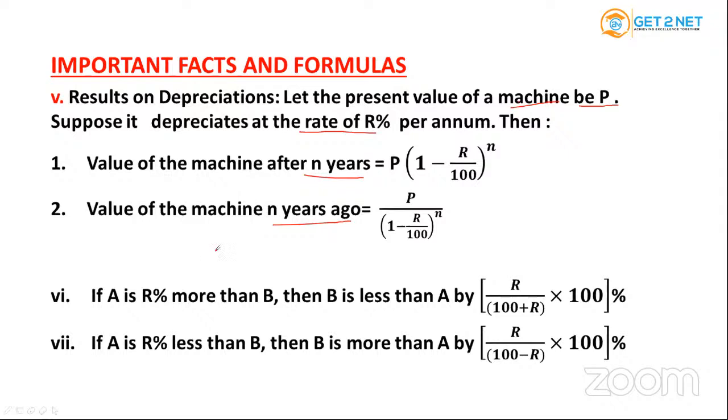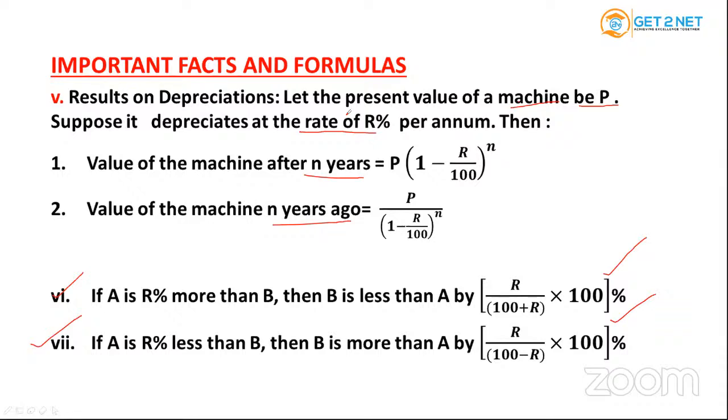And the next two formulas are, if A is R% more than B, then B is less than A by this formula. And if A is R% less than B, then B is more than A by this. Please do not worry. All these formulas we are going to use in the subsequent chapters, where we will solve different problems based on them.